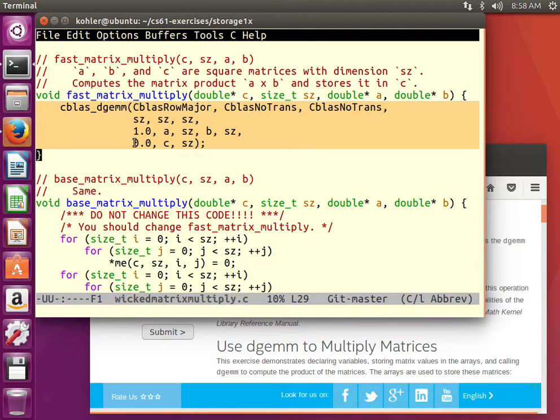So there's beta. What we're saying is, don't consider the existing contents of C. Multiply A by 1. Multiply it by B. So these arguments say that the matrices are stored in row major order. Neither of them is transposed. And these are the size arguments. Since they're all square, we pass in size for the same argument every time. Understanding all of these arguments is outside the scope, but it's not too bad.